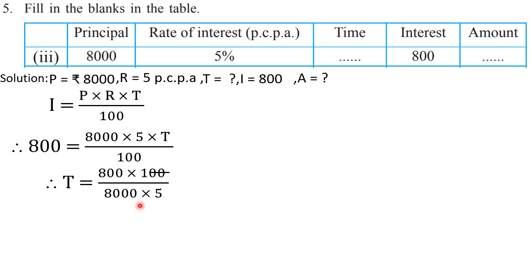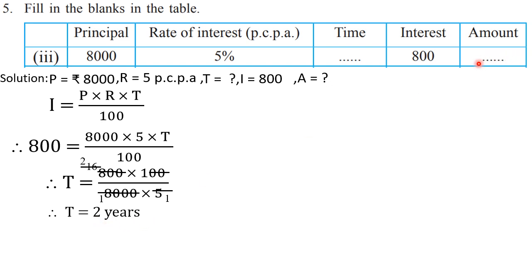So now students, these 2 zeros and 2 zeros will get cancelled, and then 1 zero and 1 zero. Then here 5 ones are 5, 5 sixteens are 80. Then 8 ones are 8, 8 twos are 16. So T is equal to 2 years. Therefore, T is equal to 2 years.